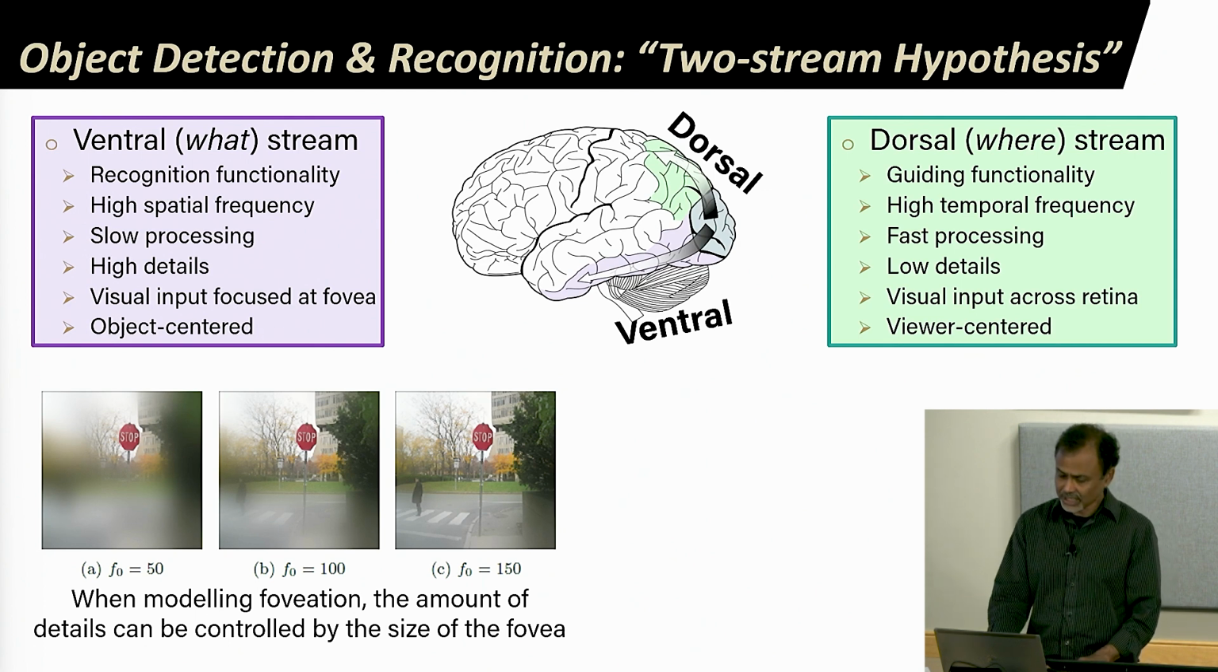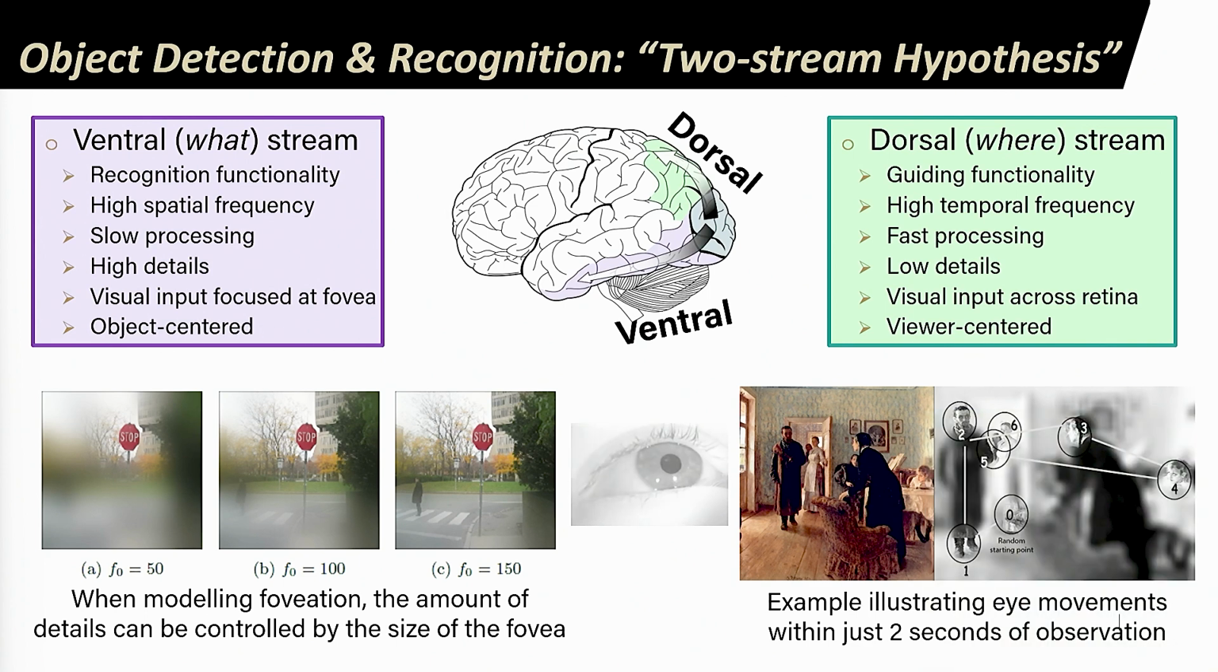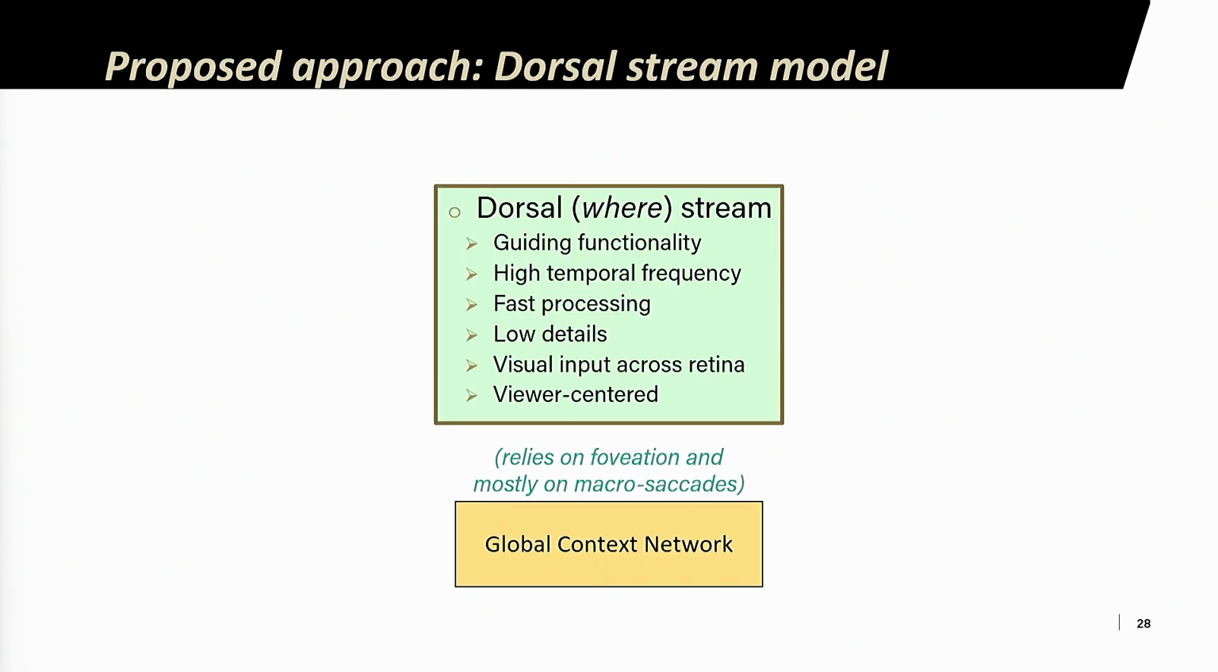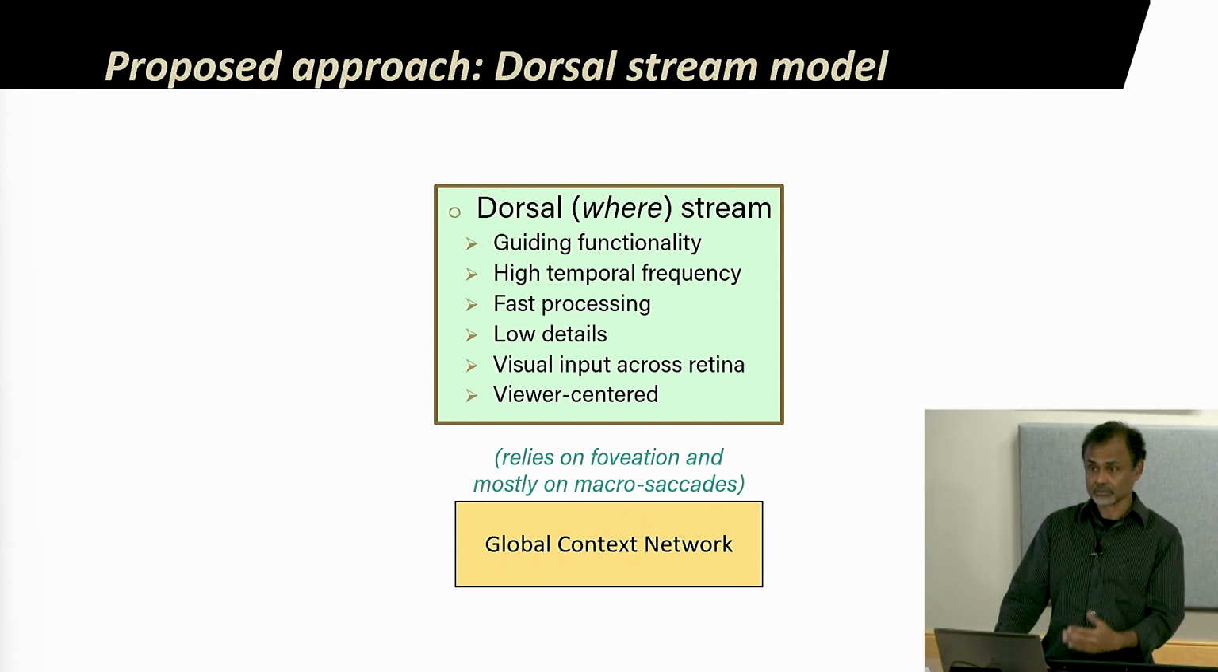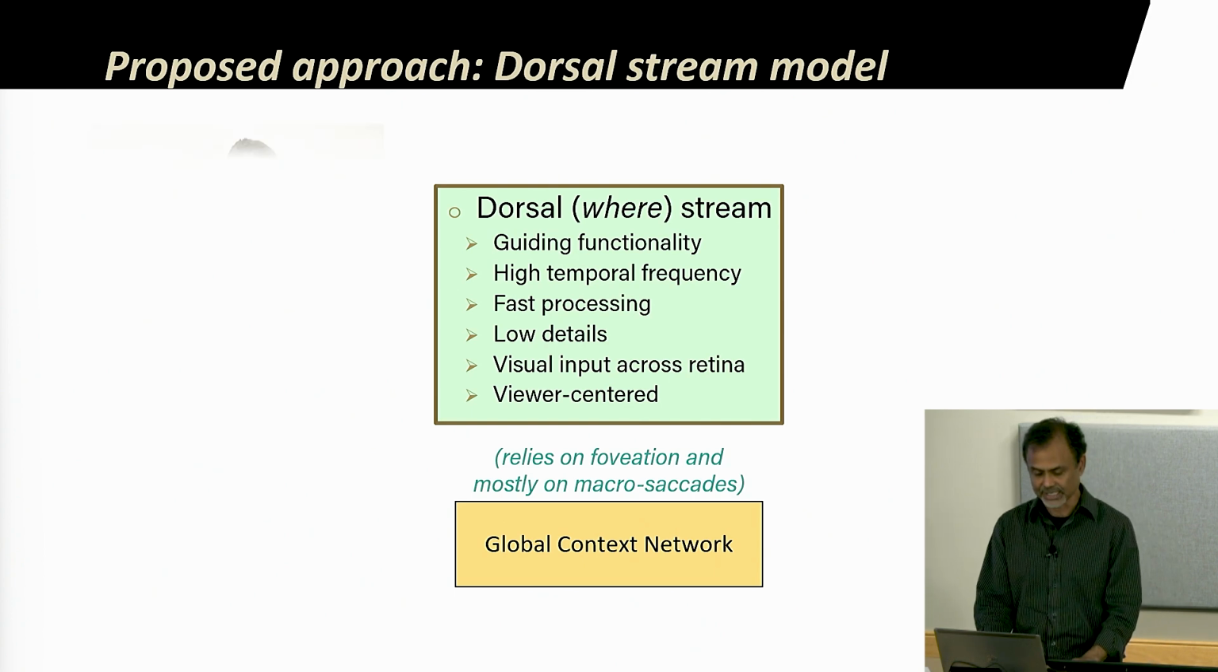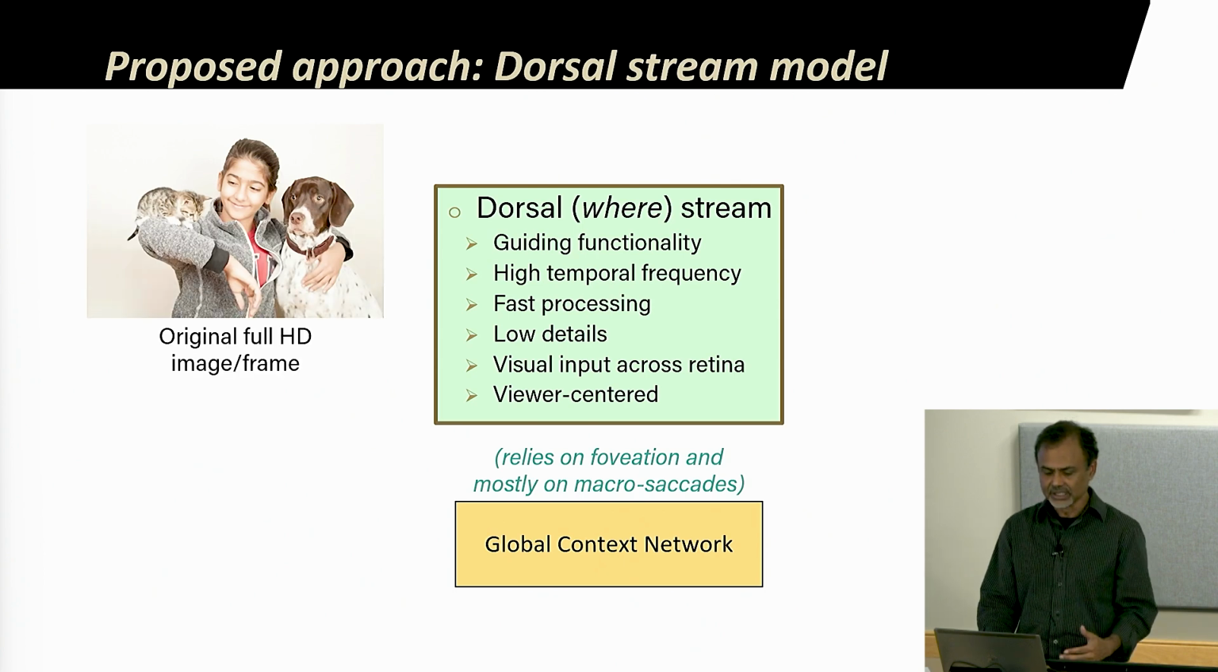And I can analyze it. Now, on the other side, there's also something called the saccades of the eye, which are the rapid eye movements. And this is a seminal experiment that was done a long time ago, an example illustrating the eye movements within just 2 seconds of observation, showing where this particular person was observing and where the focus points were. Now, using the dorsal stream and the ventral stream, and the idea of using foveation and saccades, one can potentially build a recognition system, right?